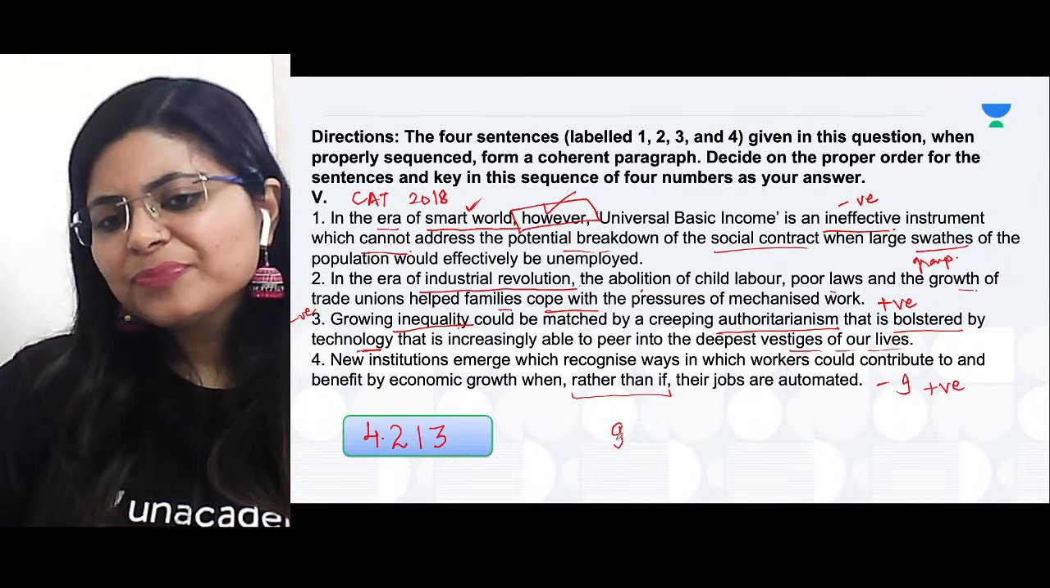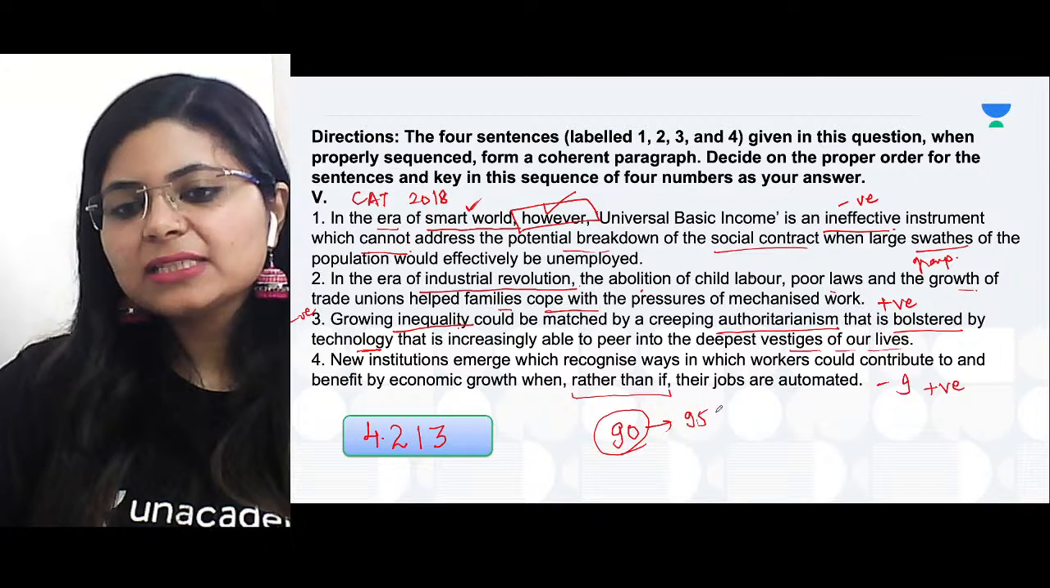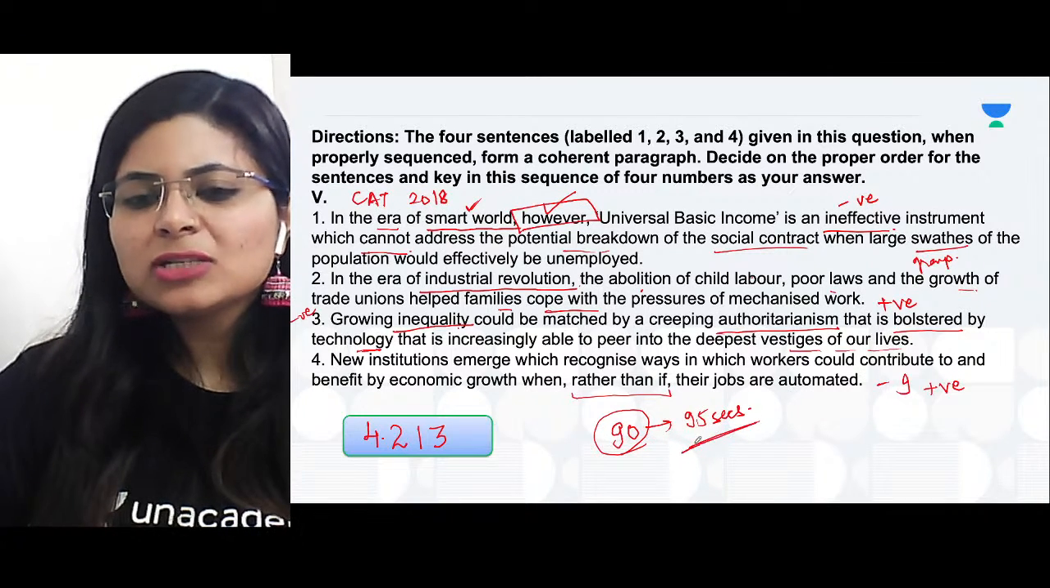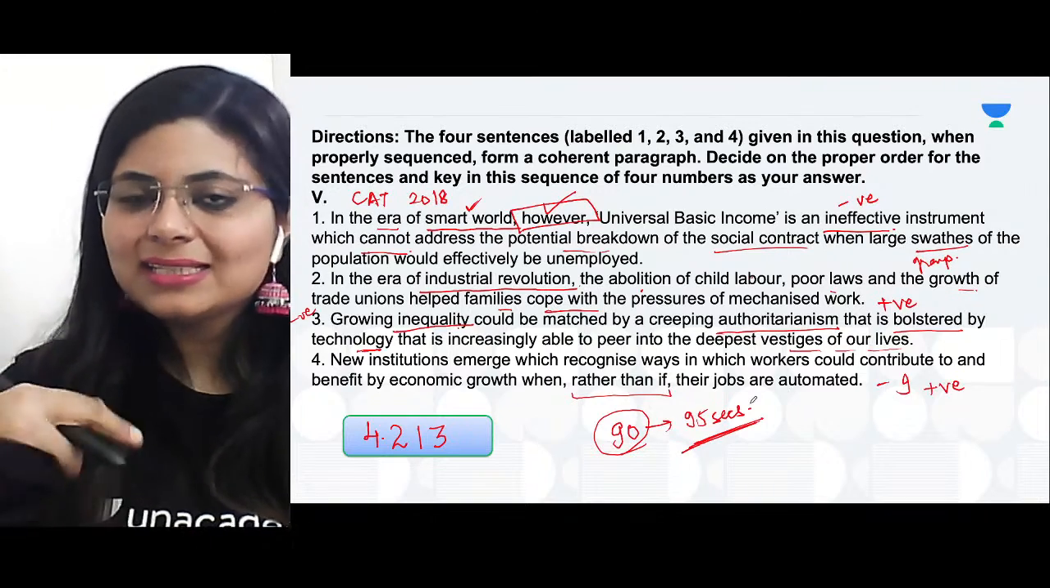Slightly time taking than the others. I think in the exam, 90 seconds or maximum 95 seconds, you would have done the question. If you think that you are just unable to understand, then you should have left the question in like 40, 30 seconds rather.